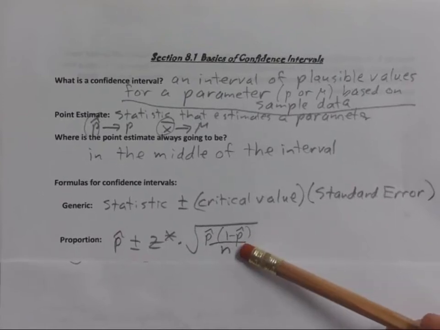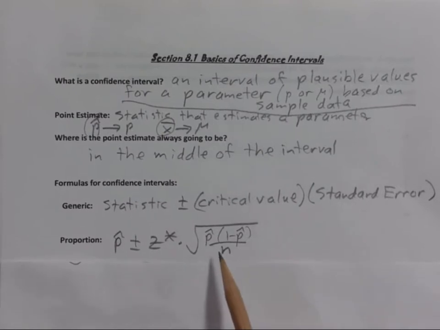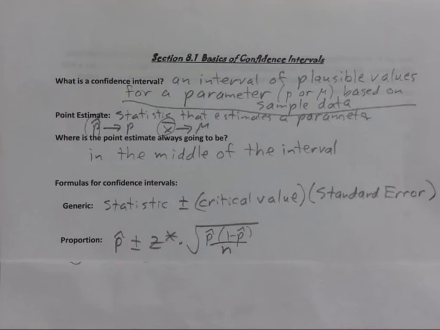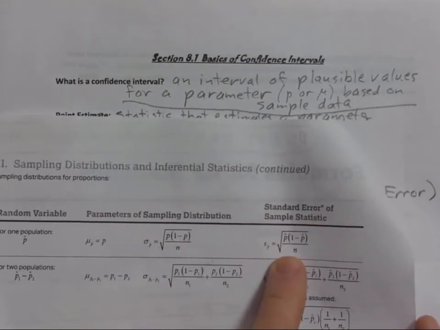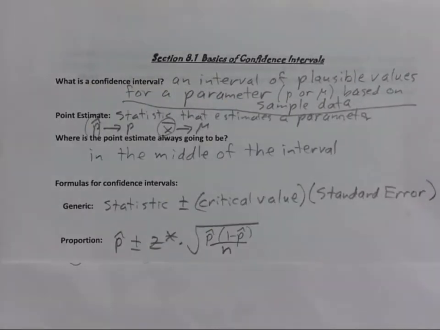You'll notice that it is the formula for the standard deviation of a sampling distribution, but we don't know p, so we have to use p hat in its place. That's what I was getting at when it says the standard error of the sample statistic, so that's right there for a proportion. We'll talk momentarily about how to find the z star.